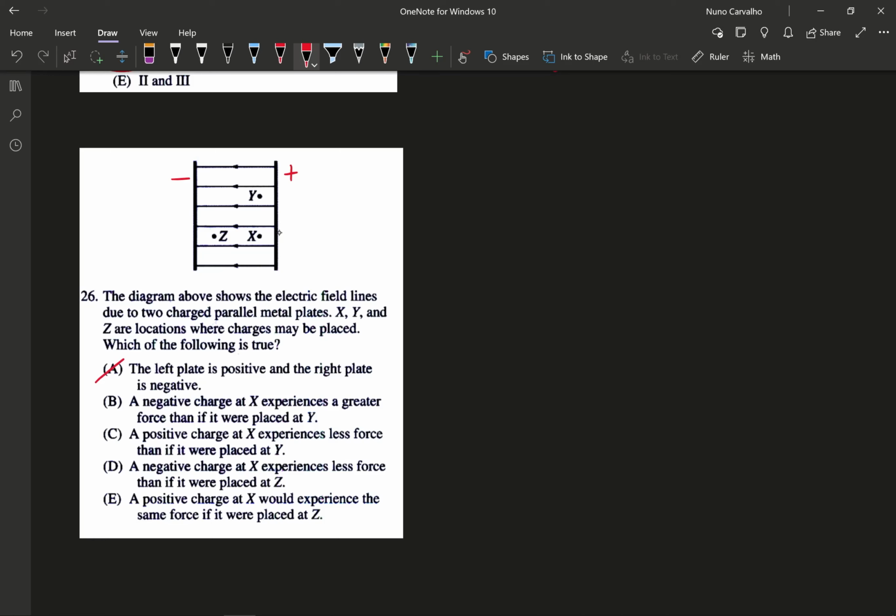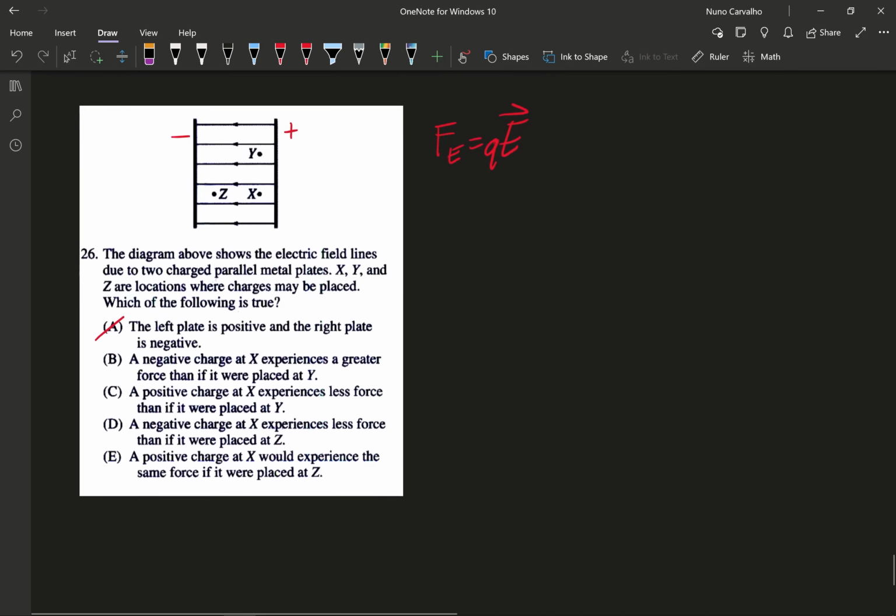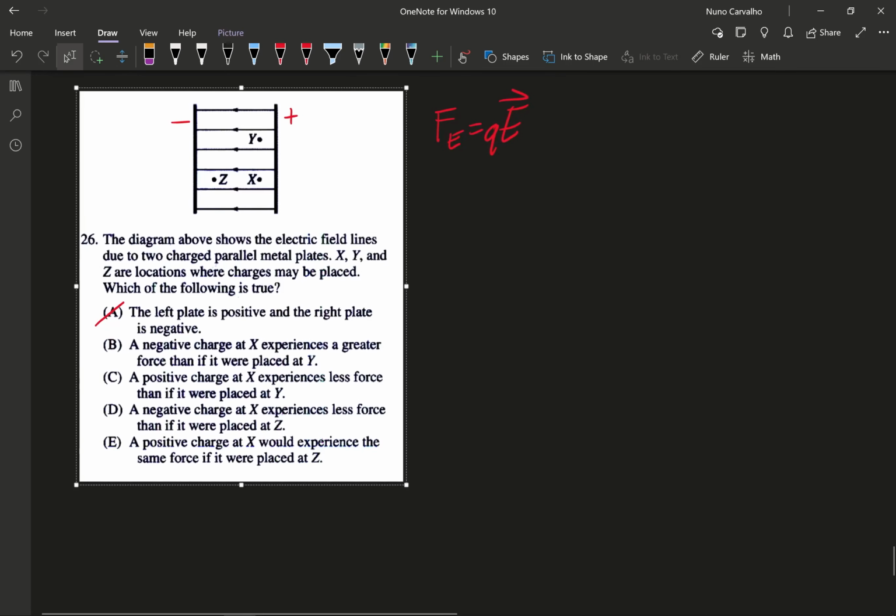B, a negative charge at X experiences a greater force than if it was placed at Y. Well, force is going to be given by Q times E, like this, where E is the electric field. And the fact that all these lines here are first parallel, but also they are equal in density, as you can see here, they are evenly spaced out. That tells us that the electric field magnitude is going to be the same throughout this entire region here. Also, the direction is going to be the exact same throughout the entire region here.